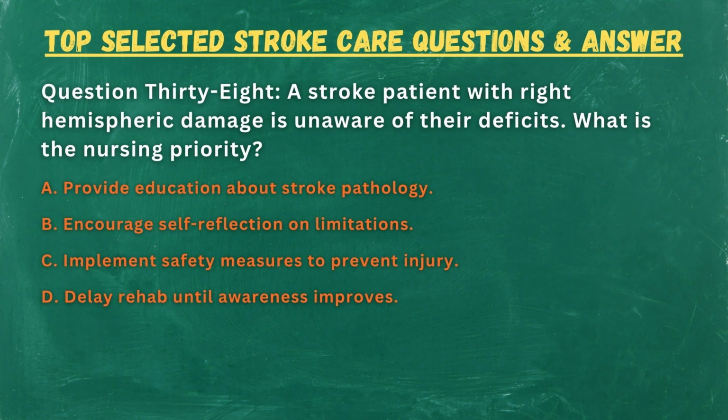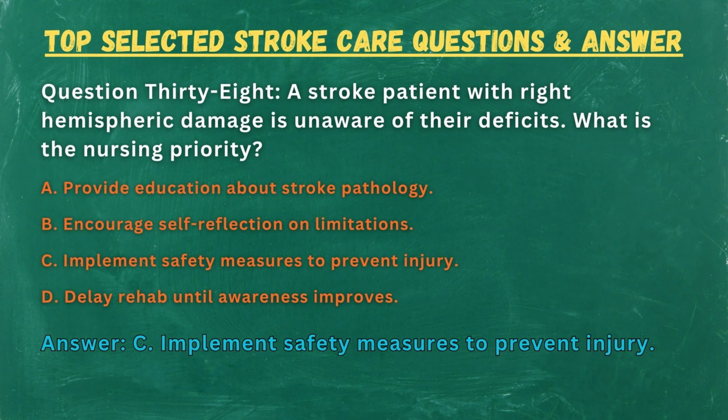Question 38. A stroke patient with right hemispheric damage is unaware of their deficits. What is the nursing priority? A. Provide education about stroke pathology. B. Encourage self-reflection on limitations. C. Implement safety measures to prevent injury. D. Delay rehab until awareness improves. Answer. C. Implement safety measures to prevent injury.